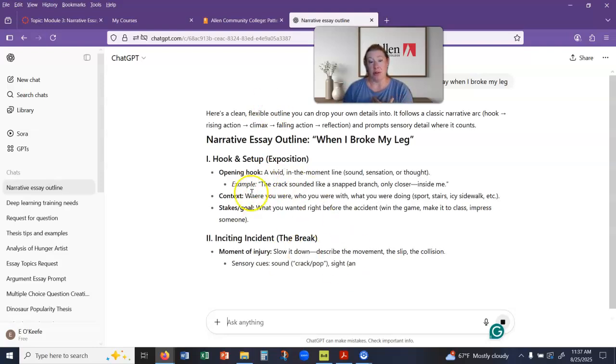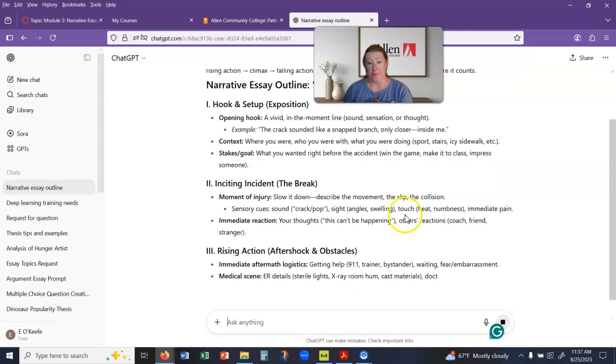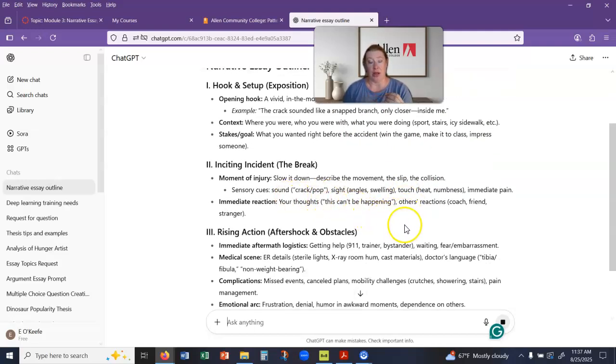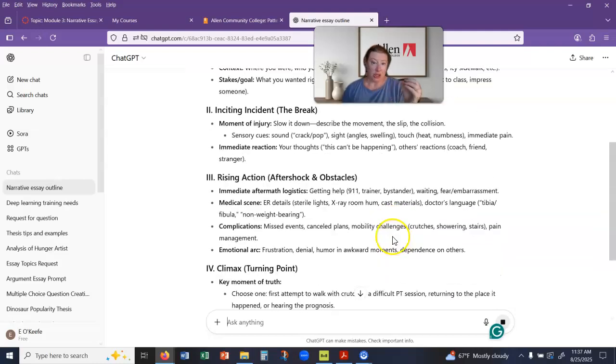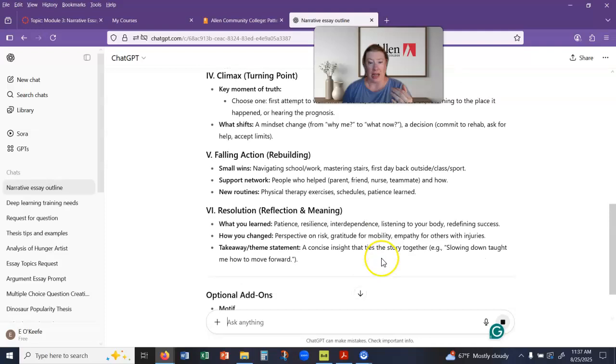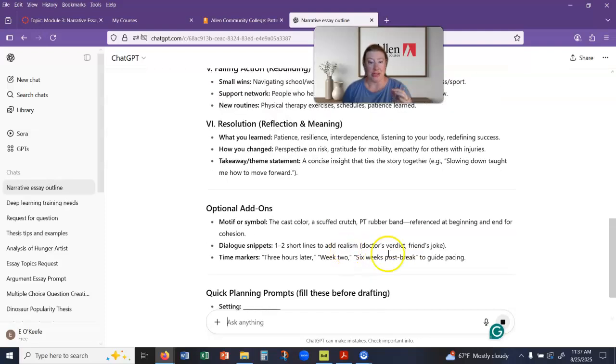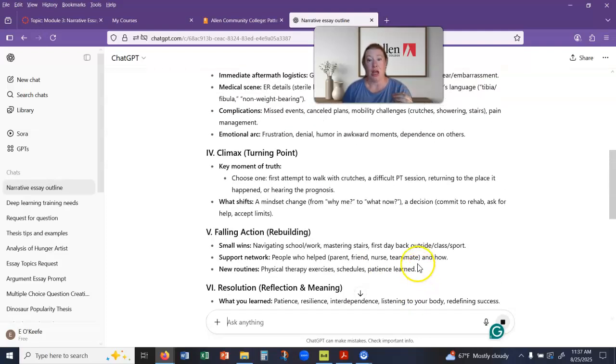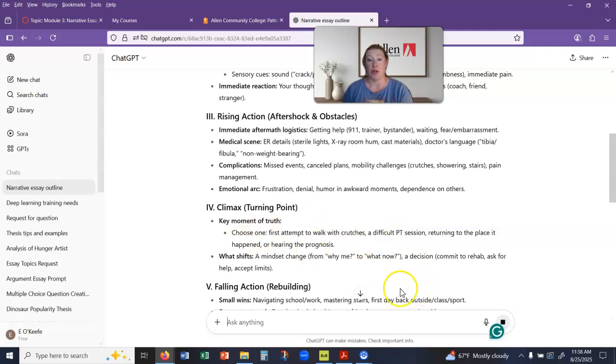And so it might give you some ideas for different types of wording that you could use. And so obviously this is really detailed. It's not really going to help you if it doesn't know the exact story of what happened, but it may give you some ideas for what you might include.